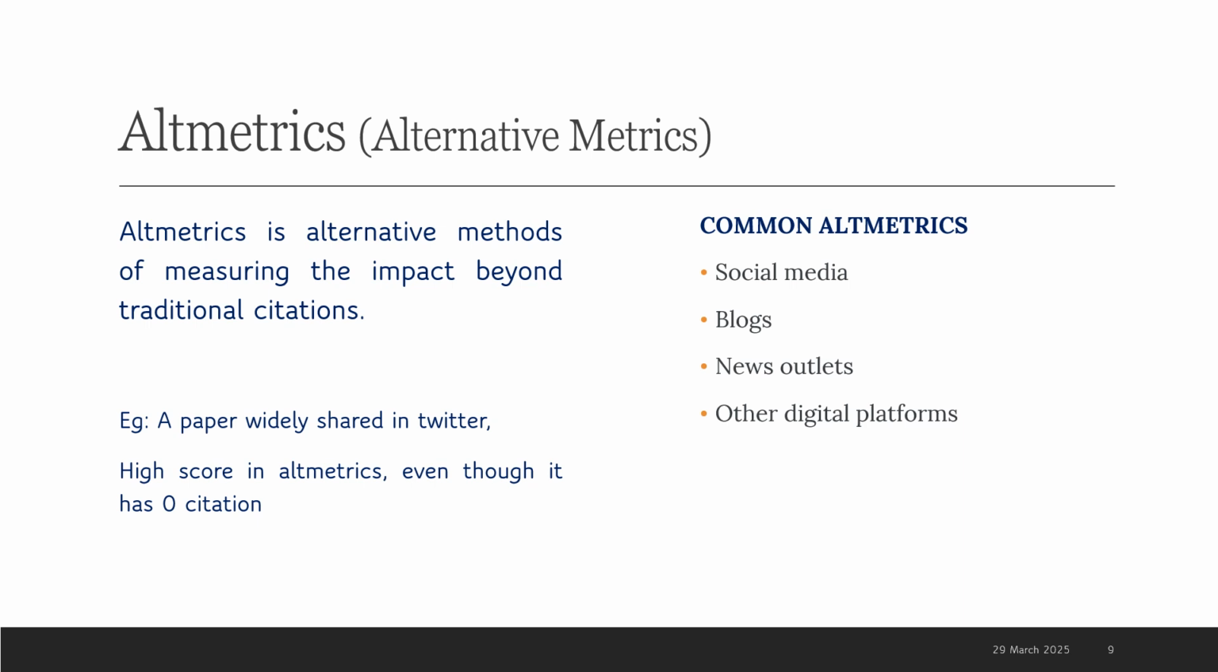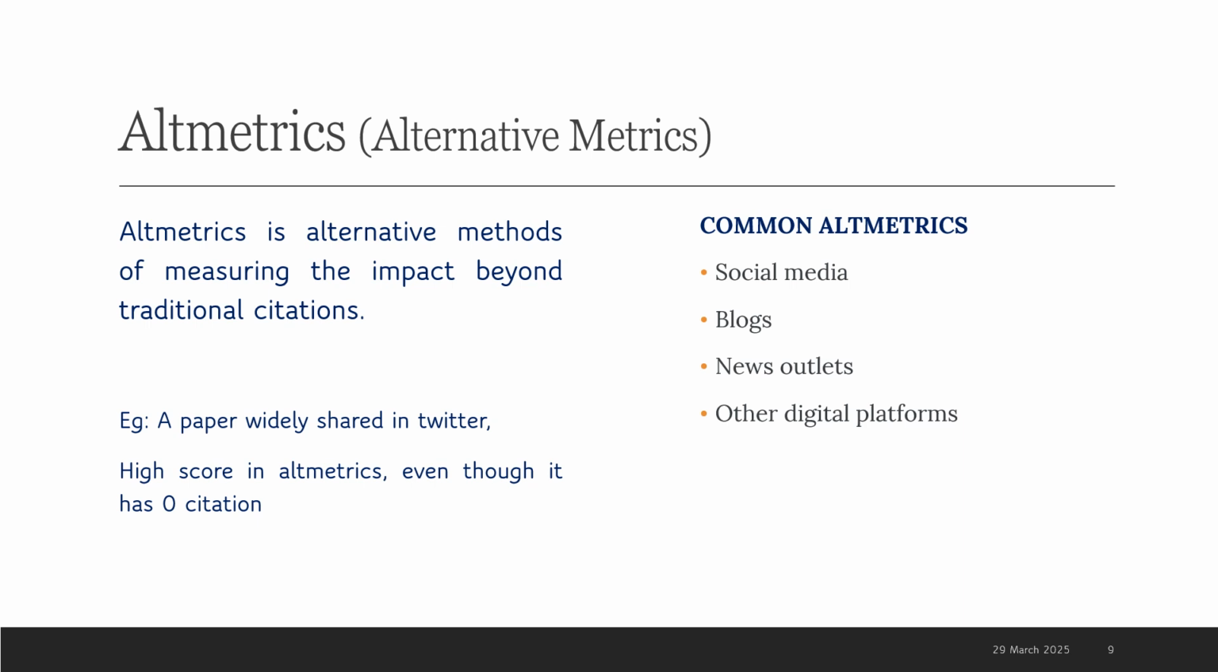Next metric, altmetrics or alternative metrics, measure the impact of research beyond traditional citations. Unlike bibliometrics, which focuses on academic citations, altmetrics track engagement with research on social media, blogs, news outlets, and other digital platforms. This reflects the broader social impact of scientific work. Altmetrics provide real-time insights into how research is discussed, shared, and debated online.